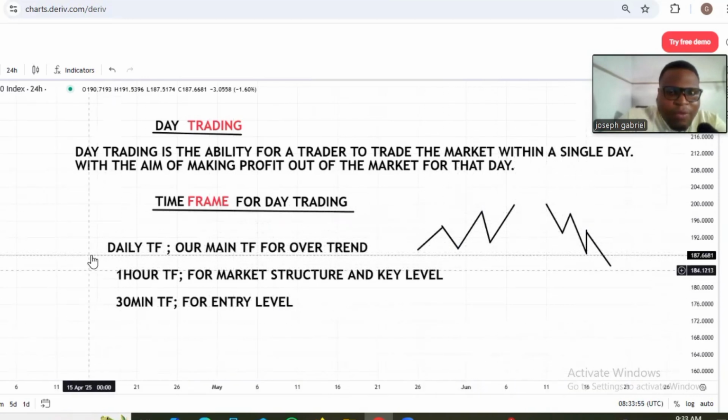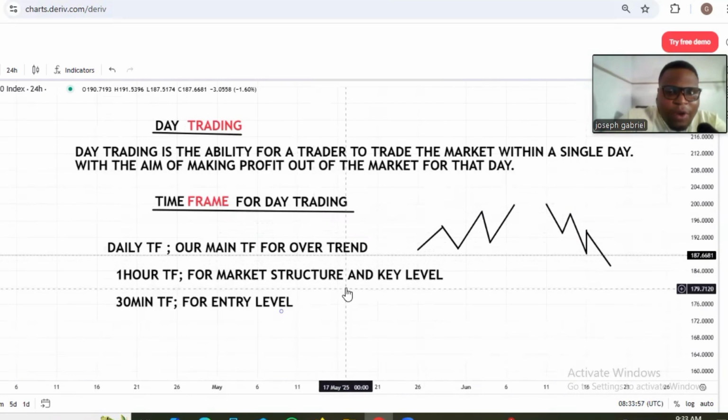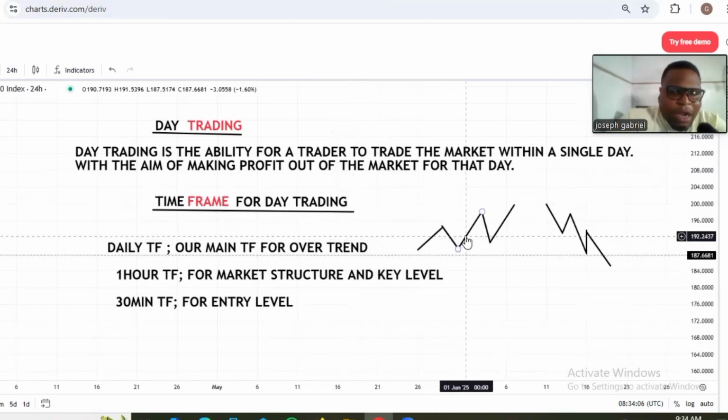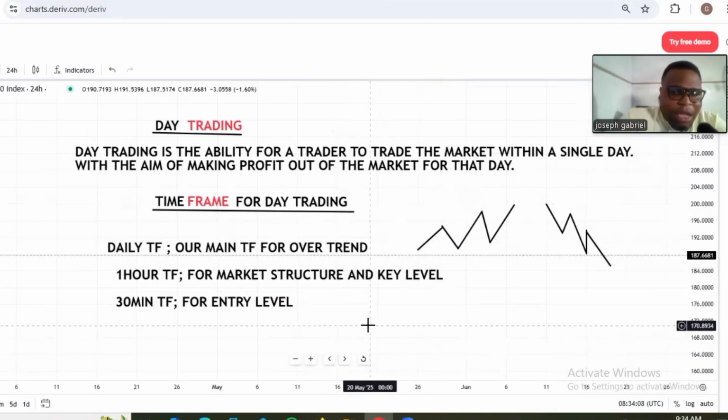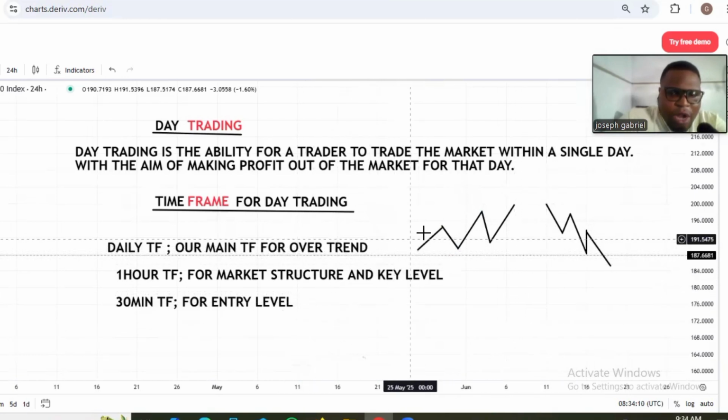Now that is for the daily time frame. On the 1 hour time frame, we look at market structure and key levels. We are looking at the key level, which is either the structure or the market key level. So we identify structure like this: is it creating higher highs, higher lows, lower highs, lower lows on the 1 hour time frame?